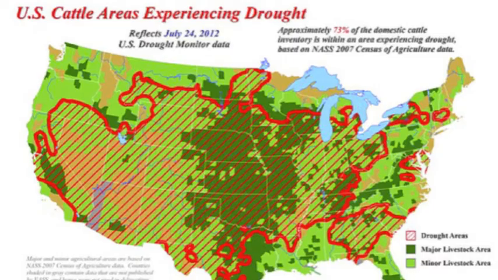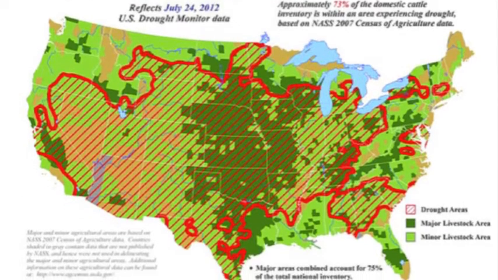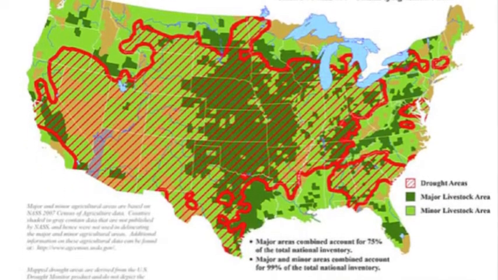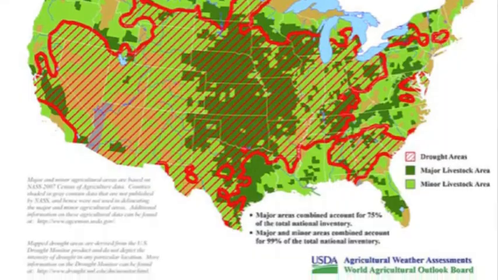Another example of a type of map is a choropleth map. The map showing the cattle areas experiencing drought depicts this. This map utilizes different colors and symbols to show the effect of the drought on the cattle areas, including the major versus minor risk areas.